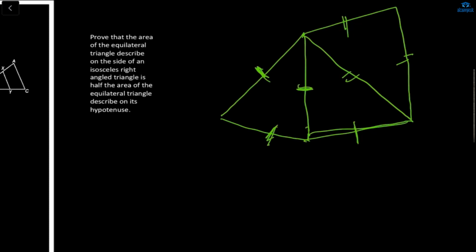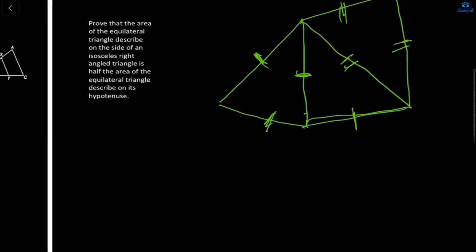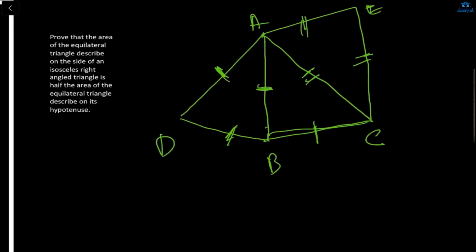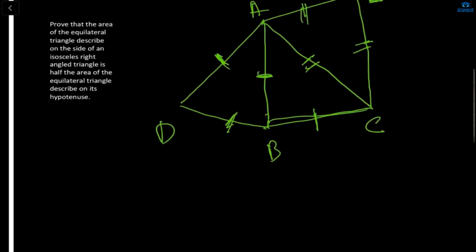These sides are equal, and this and this and this are equal. The question is: prove that the area of the isosceles right triangle's equilateral triangle is half the area of the equilateral triangle described on its hypotenuse. Now it is given, let me mark it. Now this is a right angle triangle.